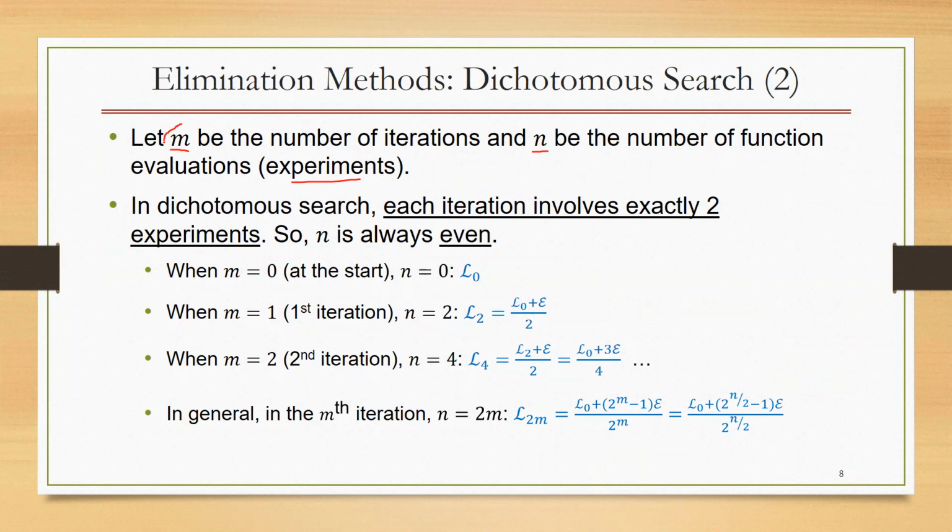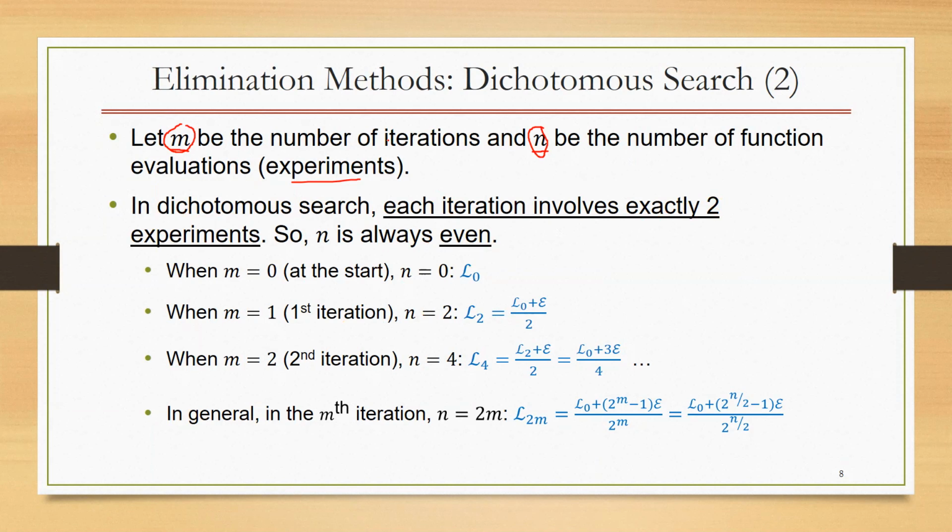So what I want to do is, if you can relate m with n, then it would be easy to find this equation. So for dichotomous search, I have actually done it for you because I was not sure whether you guys would be able to do it. So keep in mind that in each iteration, you have 2 function evaluations, so 2 experiments. So n will always be even. Is it clear? Do you all agree with me?